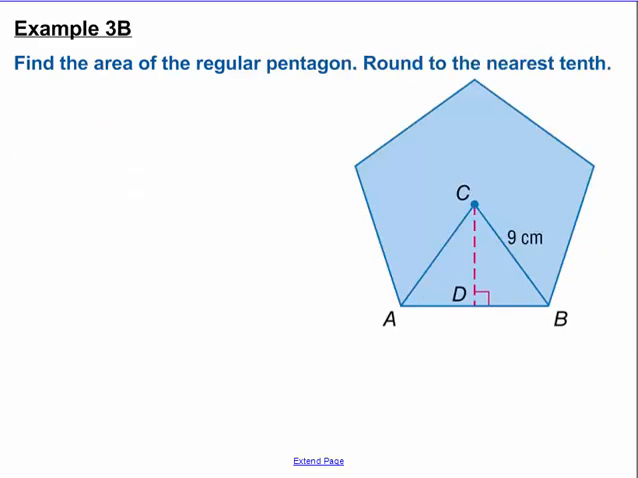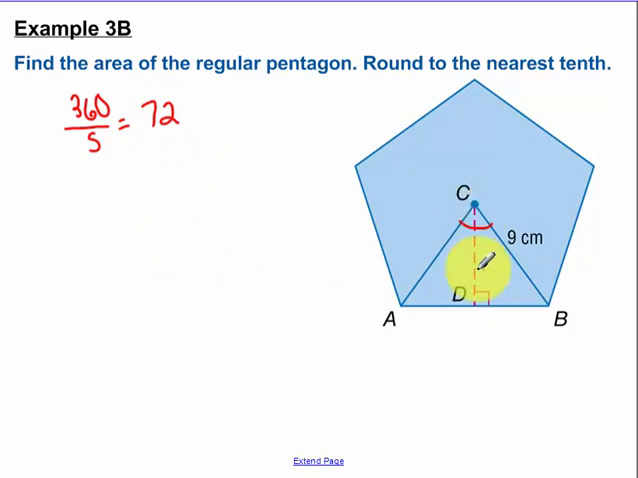Now finding the area of this regular pentagon. This is a little bit more complicated because in this case we have to use trigonometry. This whole big central angle is equal to 360 divided by 5, because that's my number of sides. And we did that in an earlier problem. That's 72.